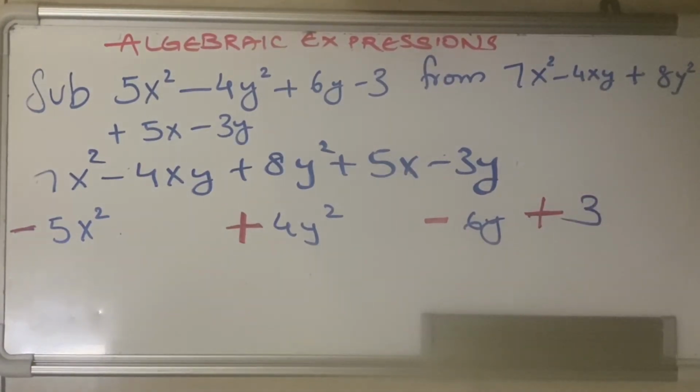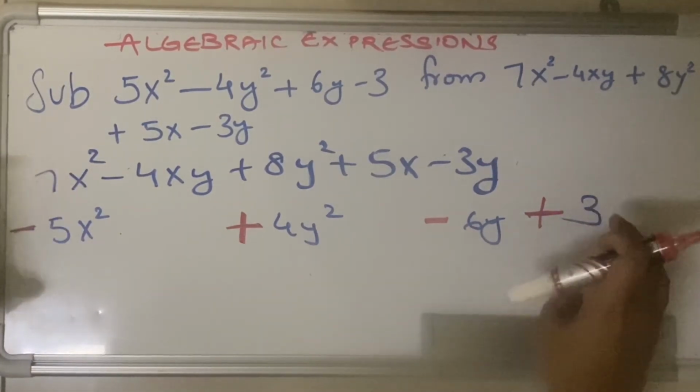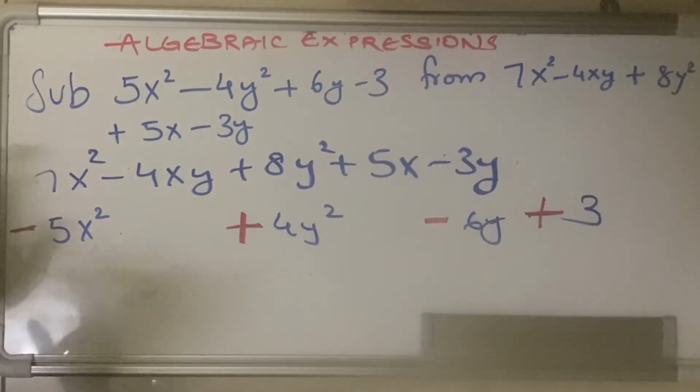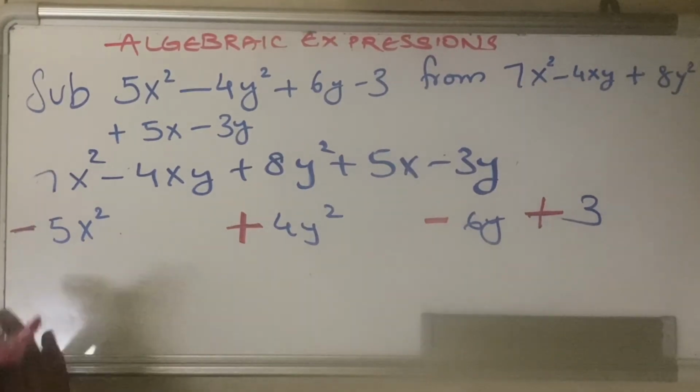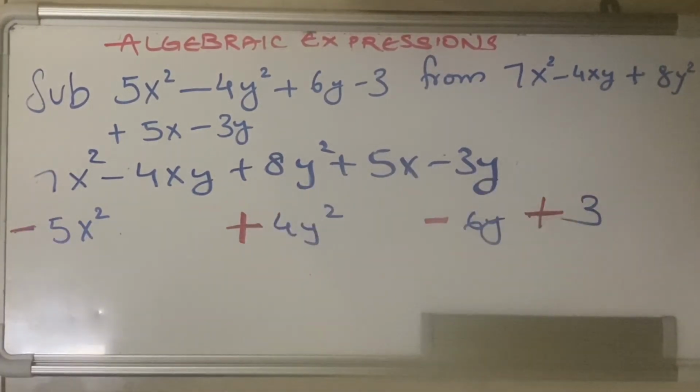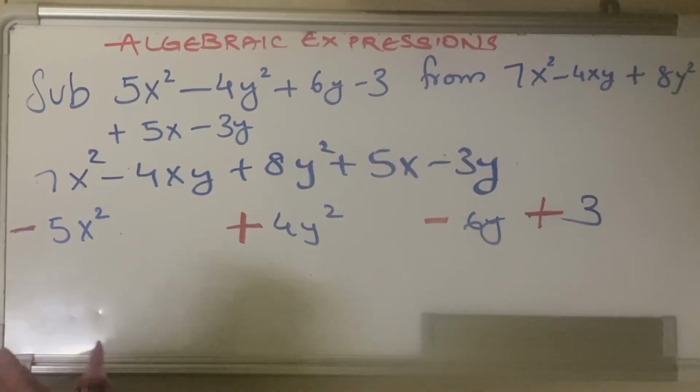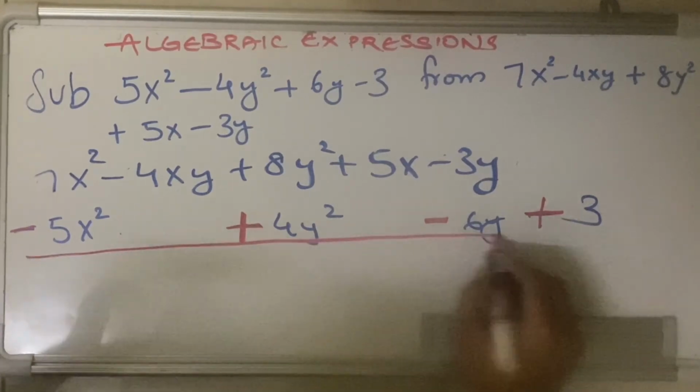So when it comes to subtraction, the second expression is what you need to subtract, right? So that minus sign you give to all the terms, which means whatever terms you have, you just change the sign of it. Whatever is positive, you make it negative, and whatever is negative, you make it positive. Then you try solving this.